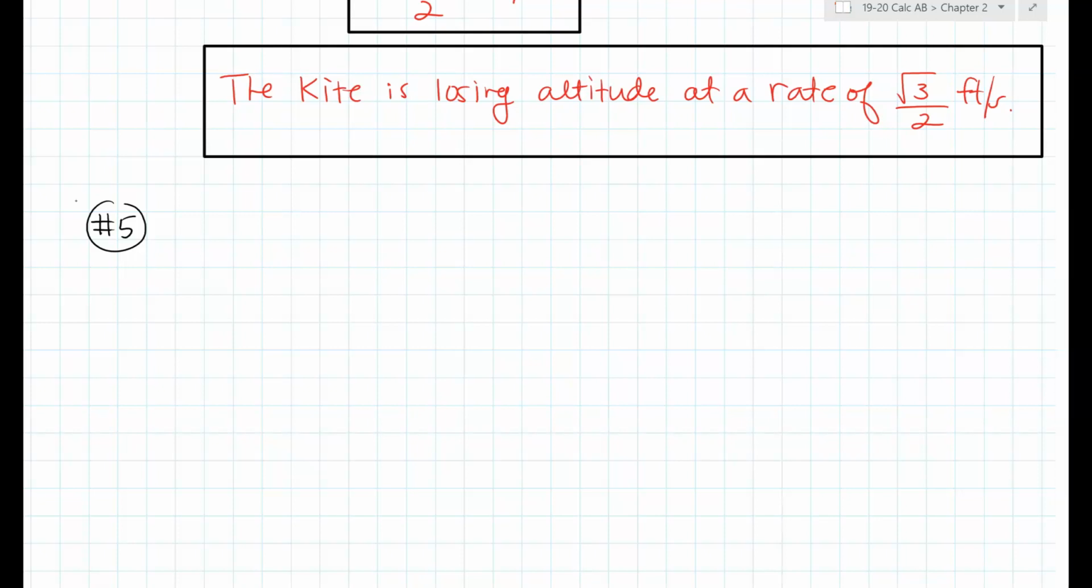Number 5 says sand is dumped off a conveyor belt into a pile at the rate of 2 cubic feet per minute. The sand pile is shaped like a cone whose height and base diameter are always equal. So that's kind of important. Height and base are equal. At what rate is the height of the pile growing when the pile is 5 feet high? The volume of the cone is V equals pi over 3 r squared h, where h is the height and r is the radius of the base.